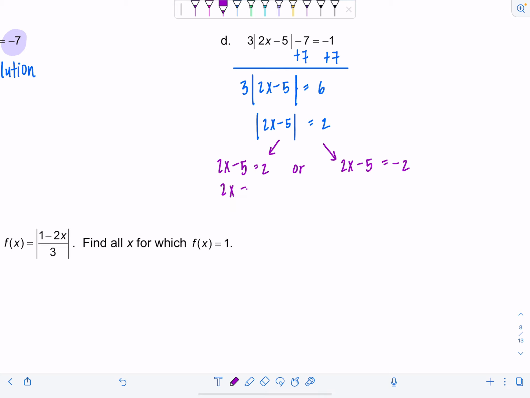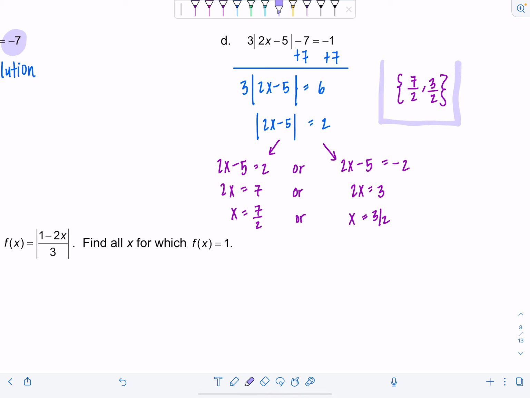So 2x, if I add 5, is going to equal 7. So x equals 7 halves. Or 2x is equal to 3. So x equals 3 halves. Leave everything as fractions in simplest form, fully reduced, but no decimals unless you're asked for it, okay? So 7 halves and 3 halves. That's our final answer. How we doing?